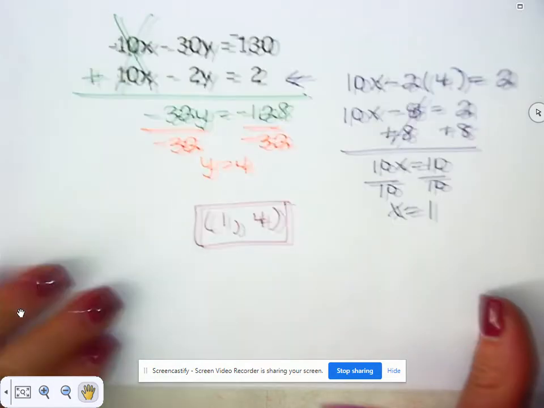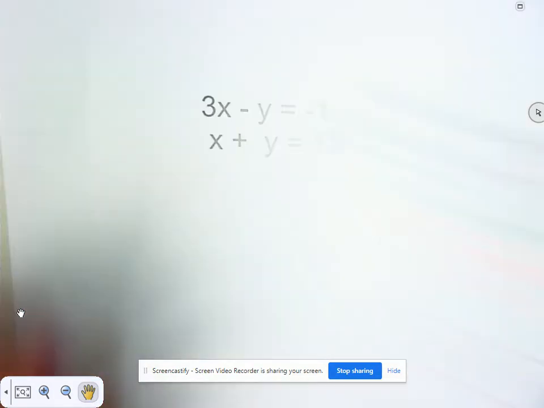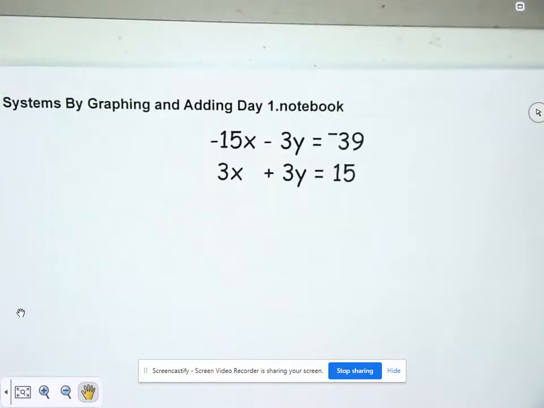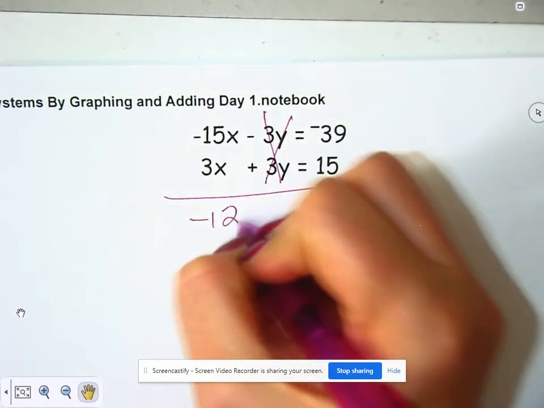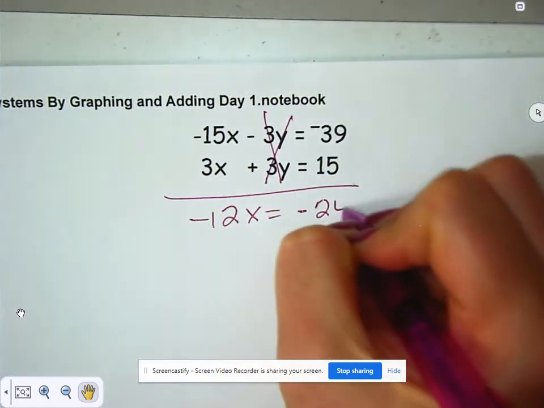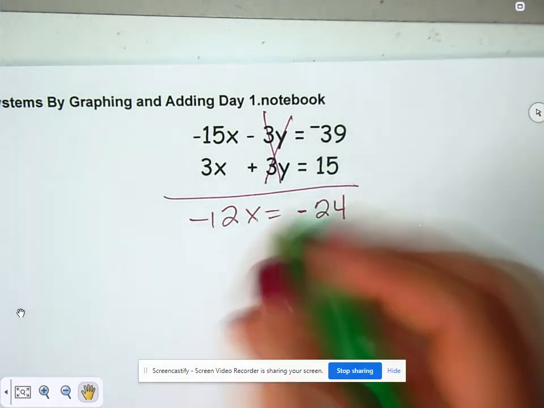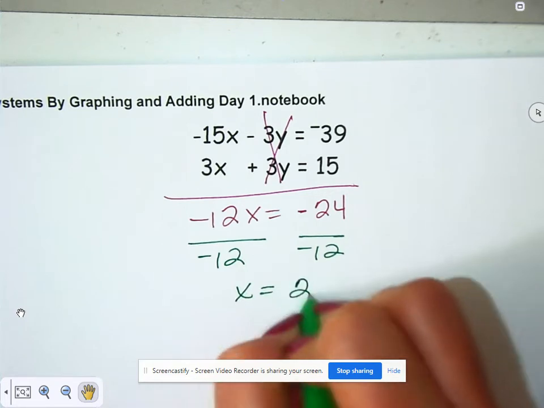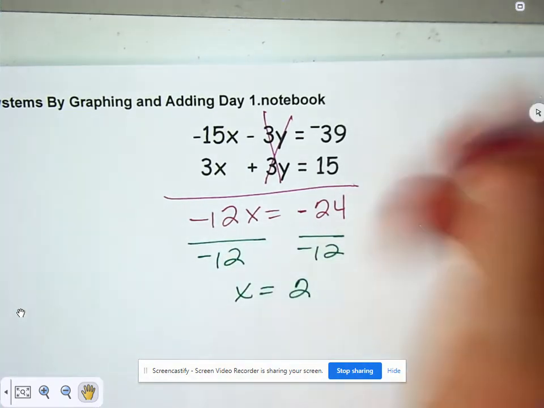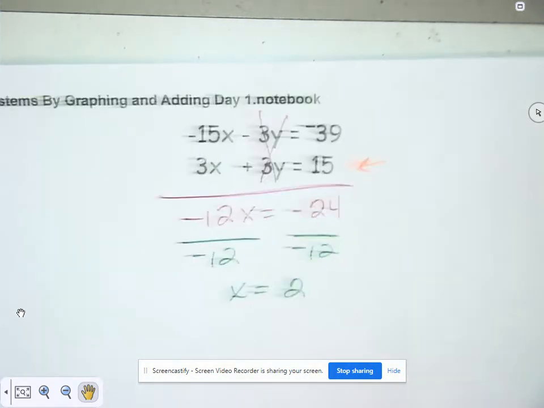Okay, let's do another one. Okay, add them together. Our y's cancel here, so that gives me negative 12x equals negative 24. So x is 2.